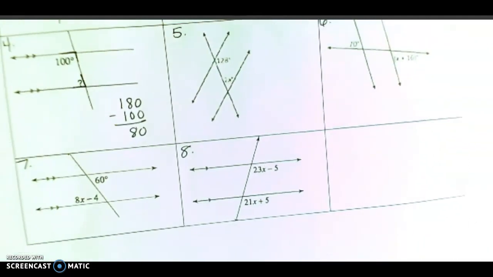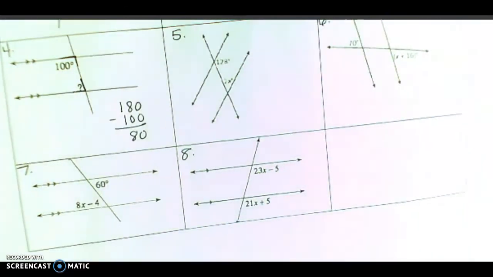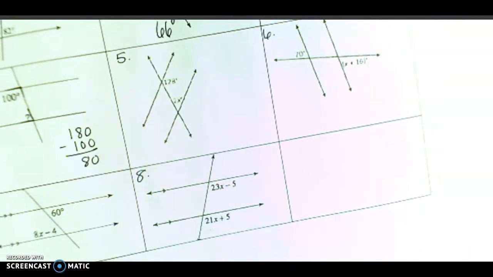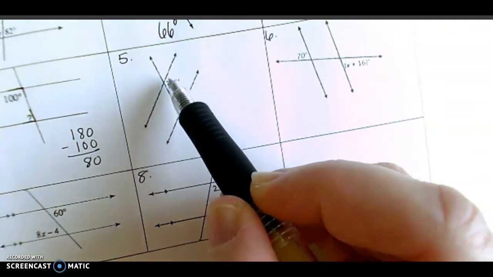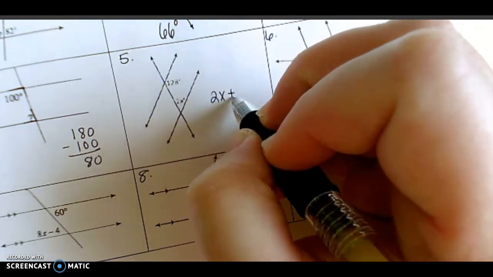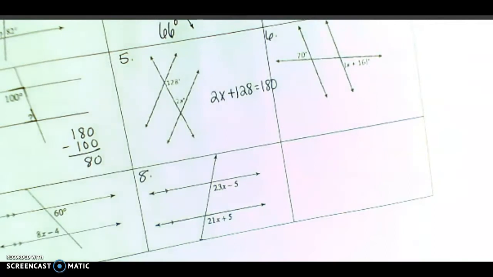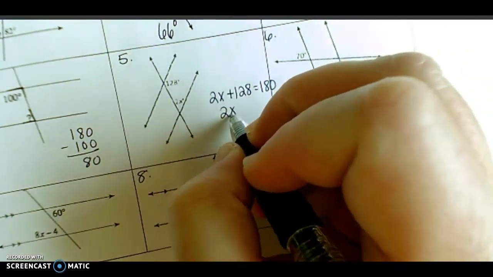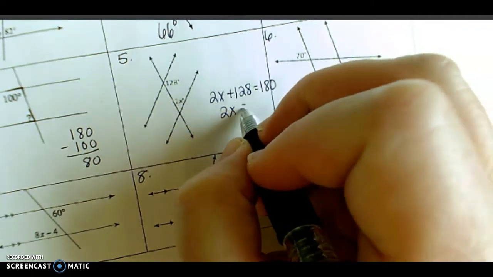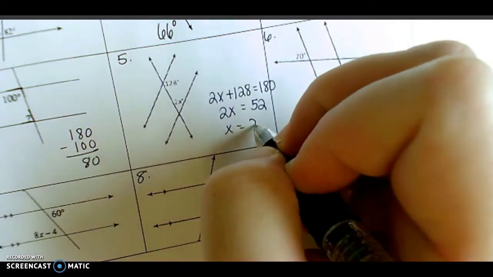On 5 through 8, you're just going to solve an equation. So you first figure out, are they equal to each other or equal to 180, and then you solve it. So number 5, these two angles are same side interior angles. So I add them together and set them equal to 180, and then I solve. So I subtract 128 on both sides. Divide by 2, and I get that.